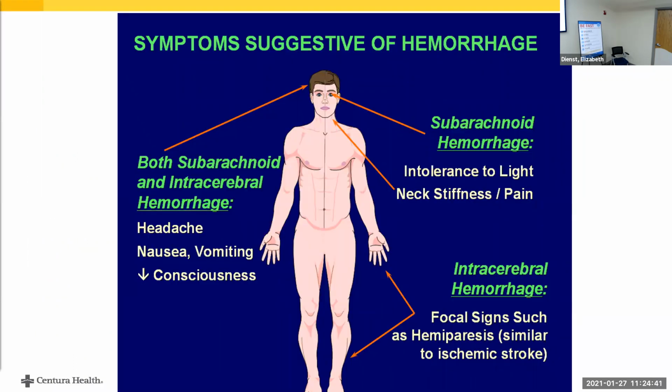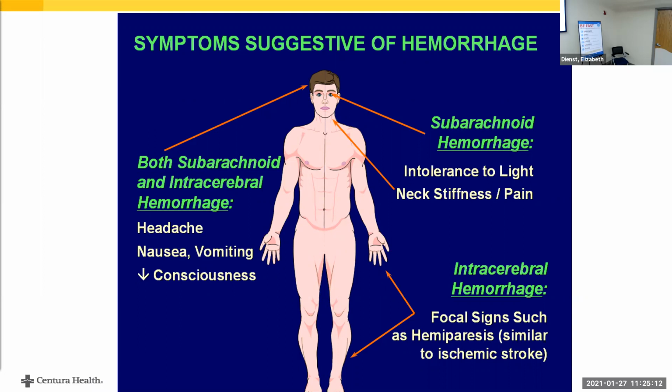These are the symptoms that are suggestive of a hemorrhage. Both your subarachnoid and your intracerebral hemorrhages will have headaches, generally speaking, and most of the time it's a very sudden onset headache. Nausea and vomiting, and decreased levels of consciousness, should also make you very concerned about a hemorrhagic stroke, because only our really big ischemic strokes will have a change in their level of consciousness.